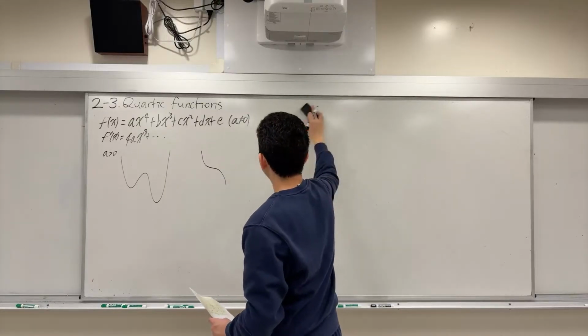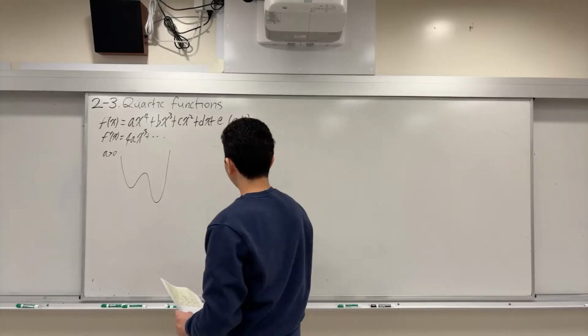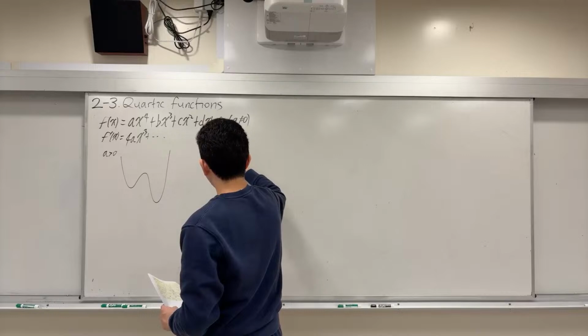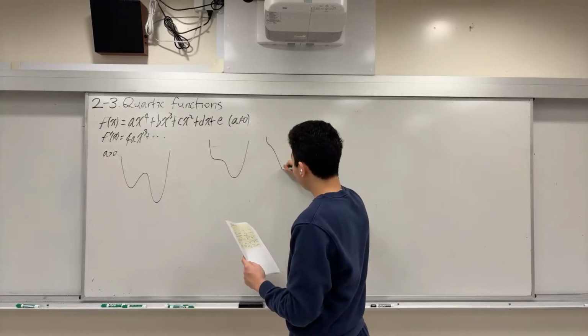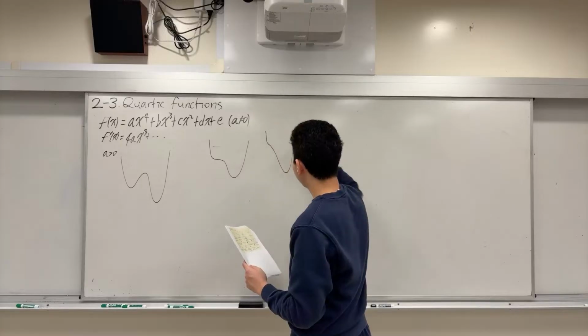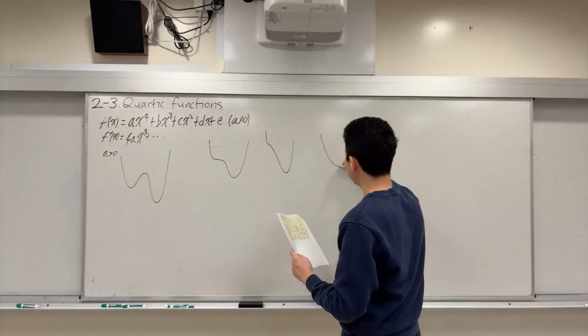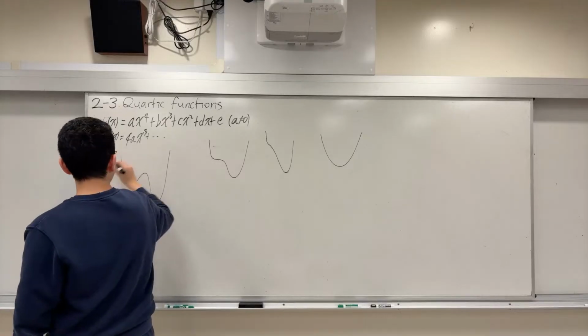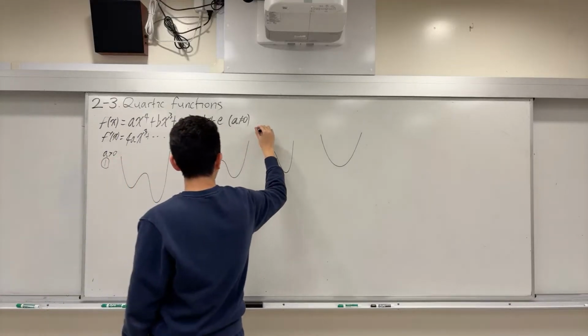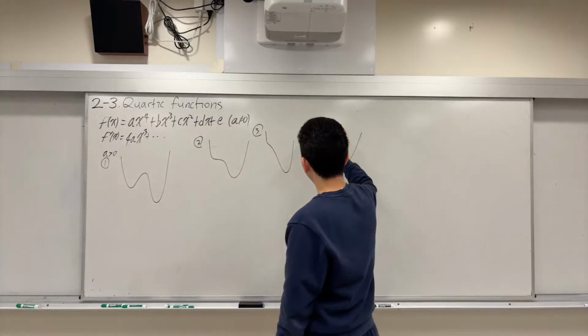Let me erase this. This is the second type. This is the third type, and this is the 4th type. So we have 4, and I'll explain why they look like this.